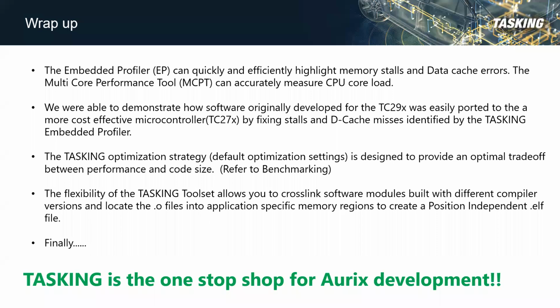Okay, and last but not the least, we also saw how you can make use of the cross-linking feature available with the tasking compiler. With this cross-linking feature, you can work with the latest compiler release and still combine your other third-party software developed with an older version. And you can locate the object files into specific memory regions by making use of position independent modules, which can be loaded and executed from an arbitrary memory location. So finally, you agree that tasking is a one-stop shop solution for AURIX development.